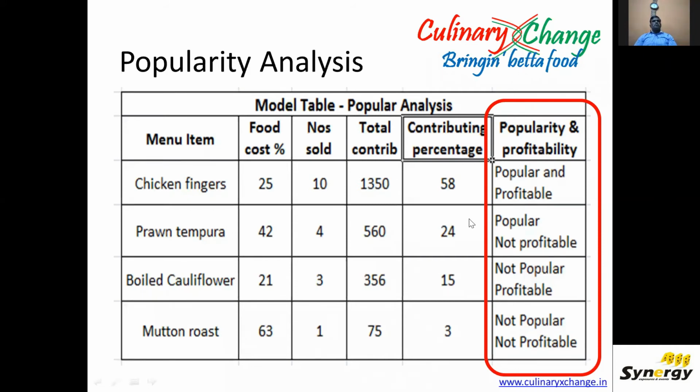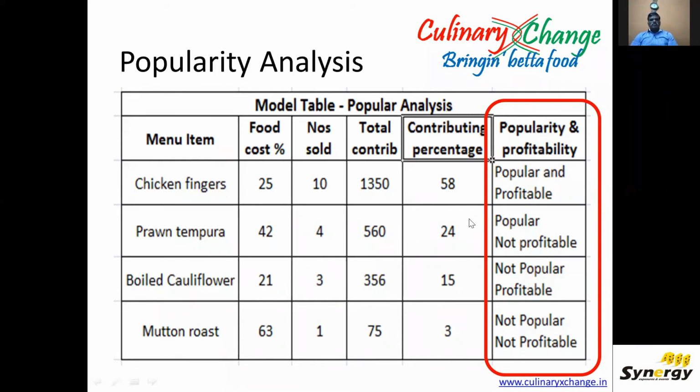Is it profitable? We have to see what is the food cost of chicken finger. Our food cost of chicken finger is 25%. Okay, our budget food cost is 40%. 25% is way less than 40%. So definitely this is a profitable menu item.